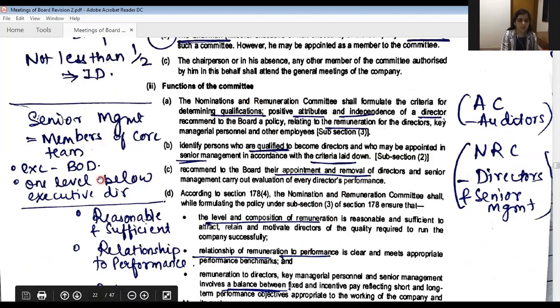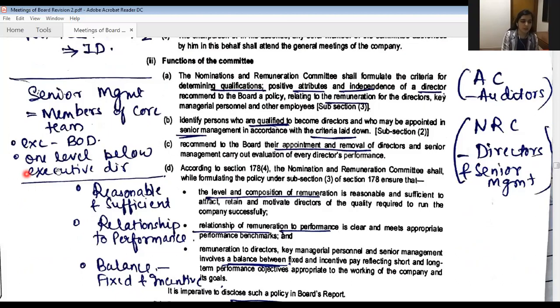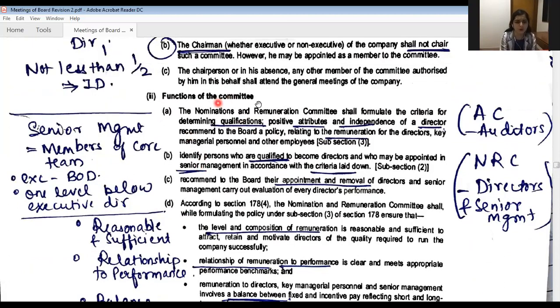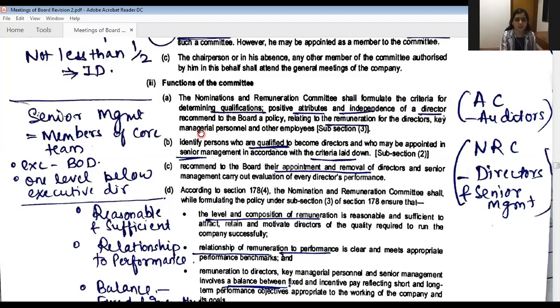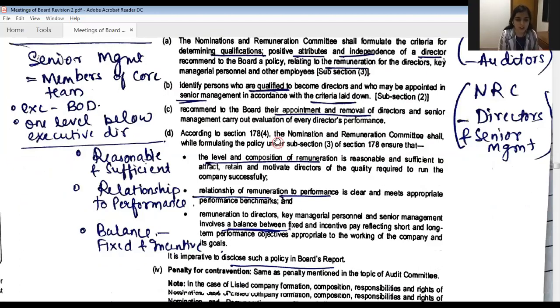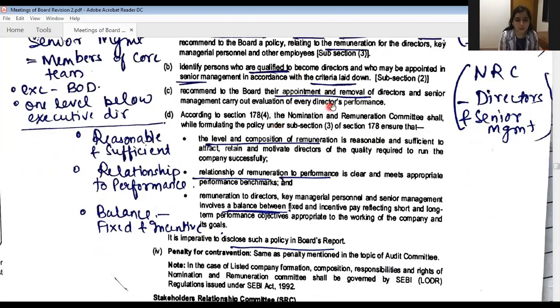Now, what is senior management? They are the members of the core team. Okay, they are the executive team, excluding the board of directors, and one level below the executive directors. Now, what are the functions of the nomination and remuneration committee? It is to formulate the criteria for determining qualifications, positive attributes, and independence of a director. Then to identify who are qualified to become a director and who may be appointed in senior management. Then next is to recommend to the board the appointment and removal of directors and senior management.